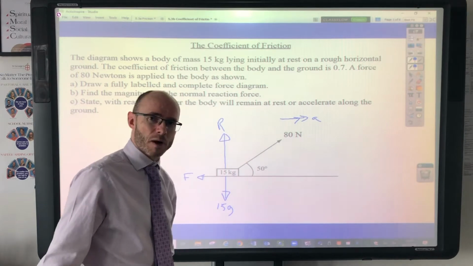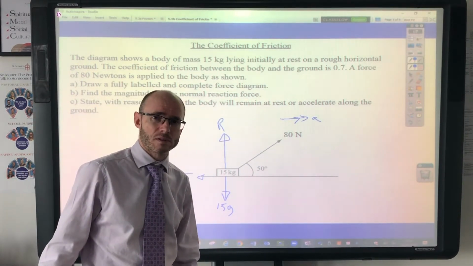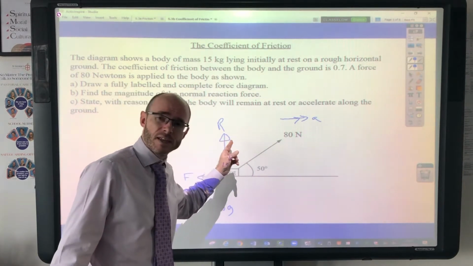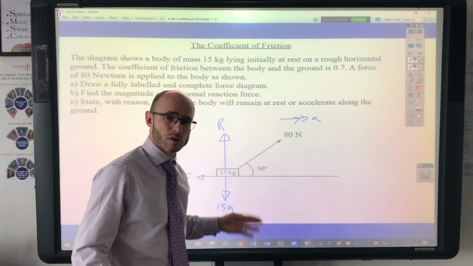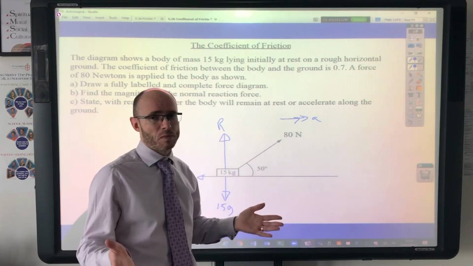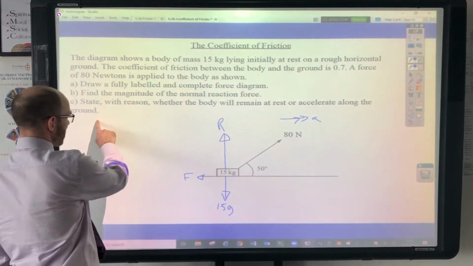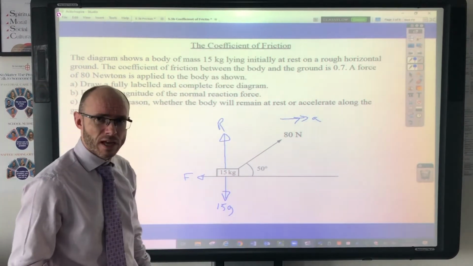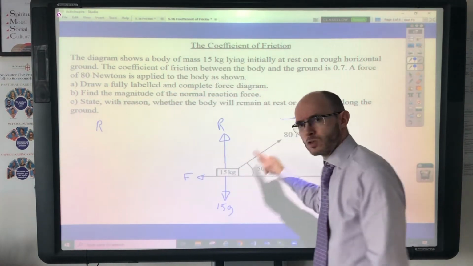Let's answer part B. Find the magnitude of the normal reaction force. So find out what R is. For this, we've got to resolve vertically. Now choose a direction as being positive. I normally choose upwards as being positive myself. So we've got R is positive. Any other upwards forces? Of course. There's the 80 Newton force.